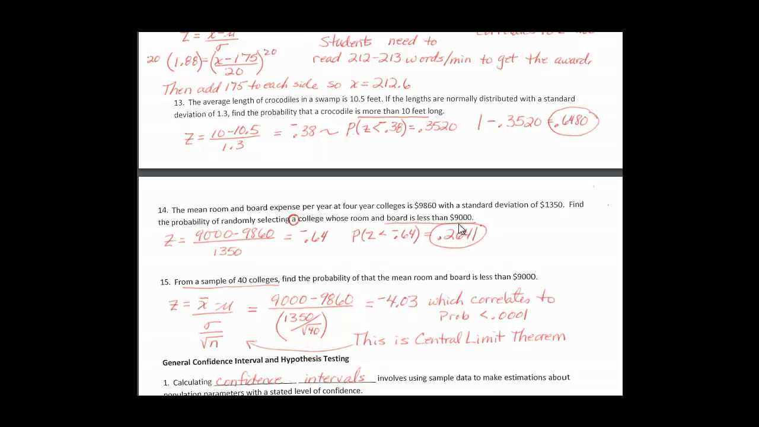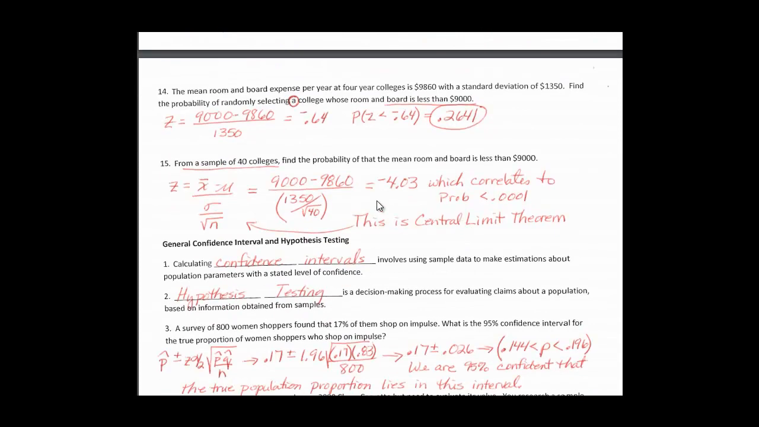Because this is less than, it's just straight up. But if this would have been more than, we would have done what we did up here where we had to take this probability away from 1. So just make sure you can do those less than and more than probabilities after you've calculated a z-score.